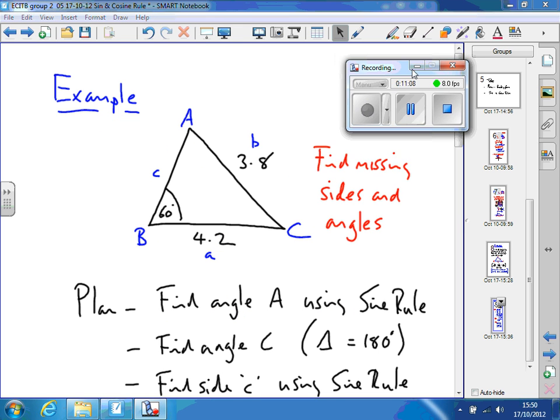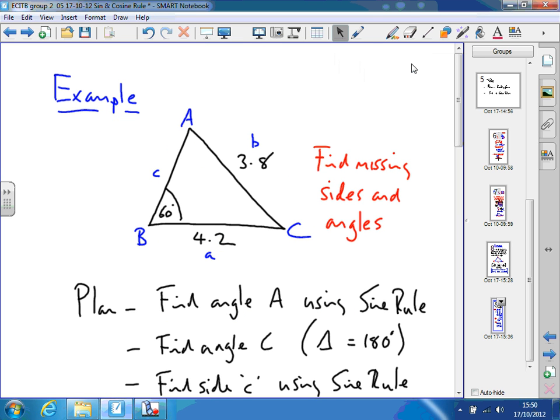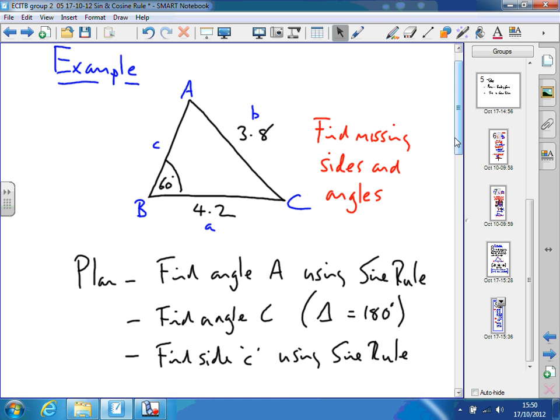So what do we do? Typical problem here. We want to find the missing sides and missing angles. So we've got to plan our approach, and that involves knowing the sine rule. In the first place, we can only apply the sine rule if we know one of the ratios. We do in this case. So I can use the sine rule.